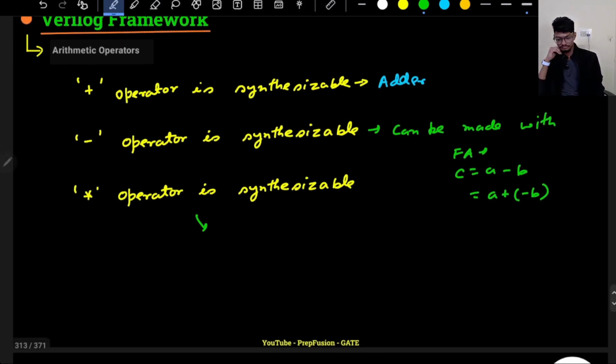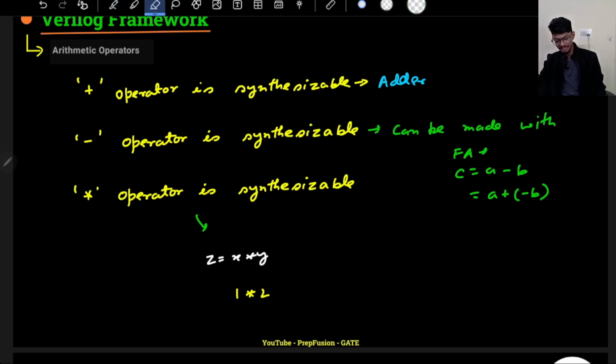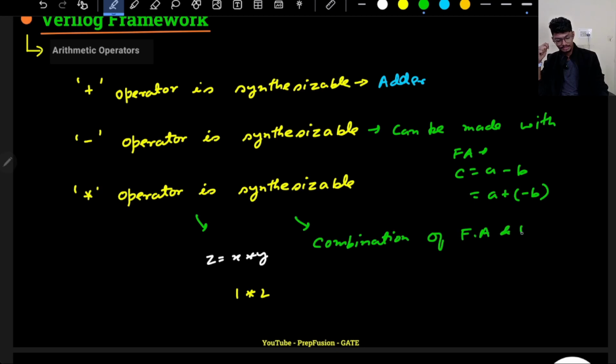Multiplication is simply synthesizable. How? Let's say z equals x into y. Let's take a few numbers, 1 cross 2. Basically what is happening is I'm adding 1 twice. That is what I'm doing, right? I'm adding 1 twice, so it is repeated addition. So we can make this with a combination of full adder and half adder.